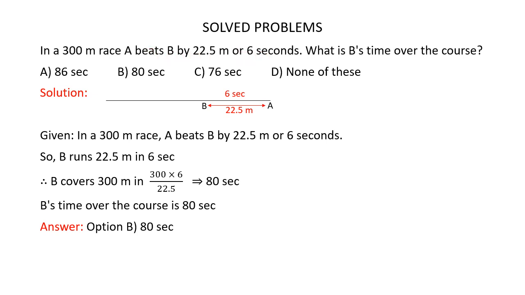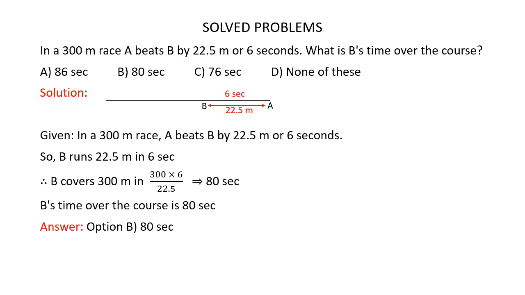This means that the difference between the time taken by A and B to reach the winning point is 6 seconds. That is, B is 6 seconds behind A. So A beats B by 22.5 meters or 6 seconds means that B takes 6 seconds to cover this distance of 22.5 meters. Now here you are asked to find what is B's time over the course. So you have to find out how much time B takes from starting point to cover 300 meters of the race and reach the winning point.